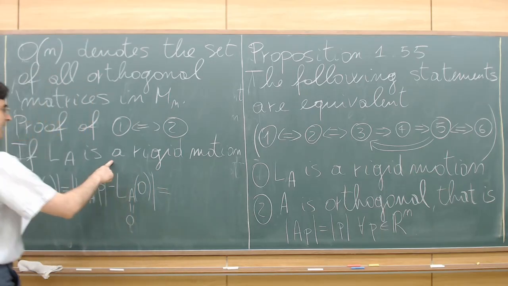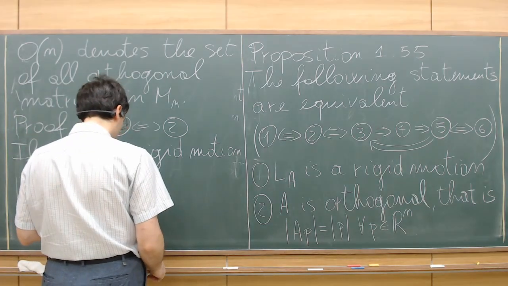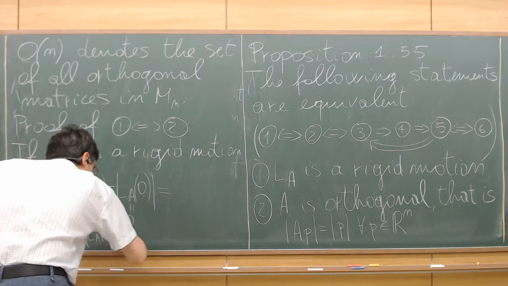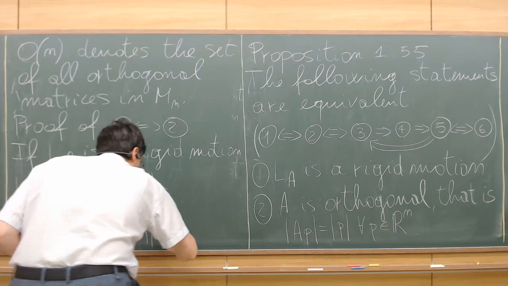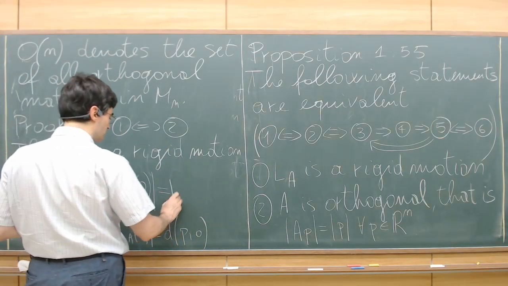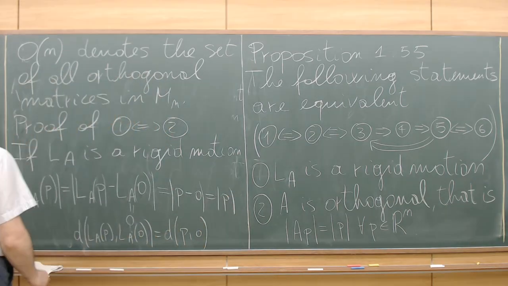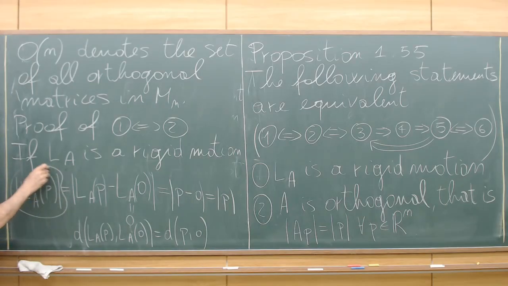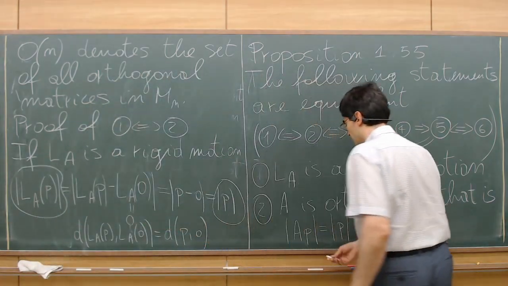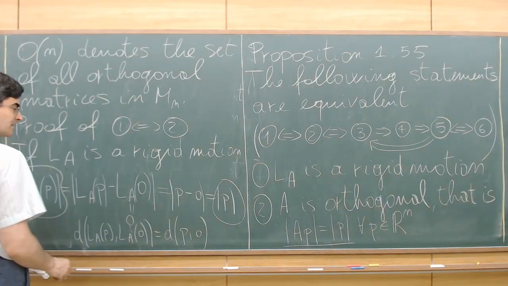Now I use the fact that LA is a rigid motion, so the length of LA P minus LA of 0, that is the distance between LA P and LA 0, is equal to the distance between P and 0, that in this new notation is P minus 0, but this is the length of P. So we proved that the length of LA P coincides with the length of P, which is exactly the condition you have here. So this says that A is orthogonal.